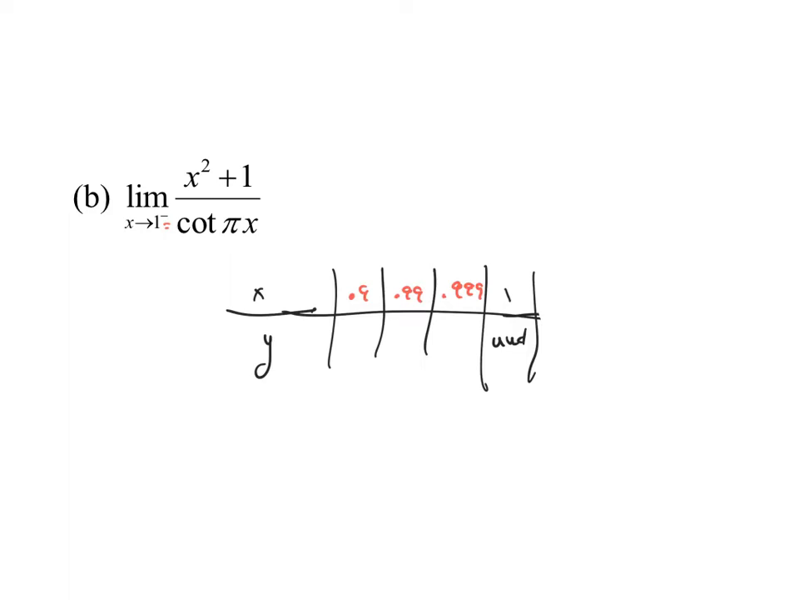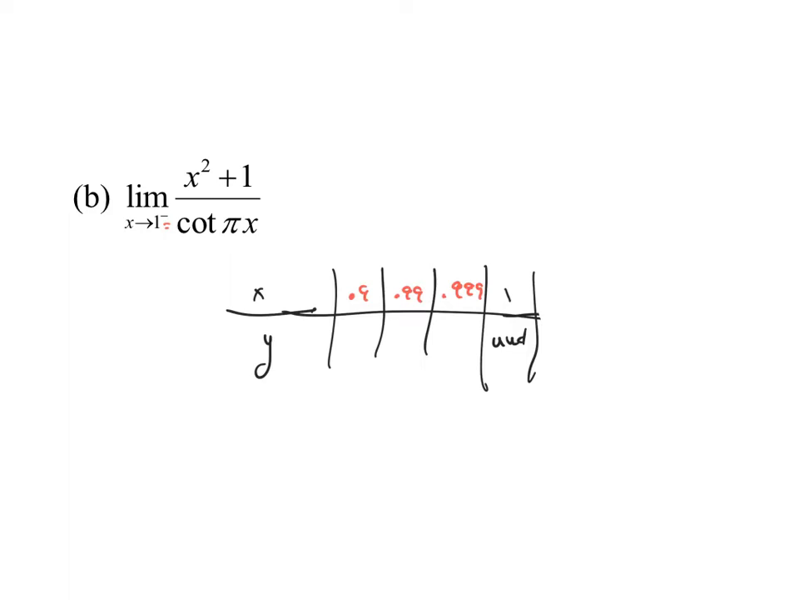So I'm hitting table on my calculator. I clear out the function that's in there. I'm going to hit the n over d for a fraction. On top, I'm typing in x squared plus 1. On bottom, I'm typing in cotangent. Well, that's a little hard to do, right? So how do I type in cotangent of pi x? Well, I actually have to do another fraction.